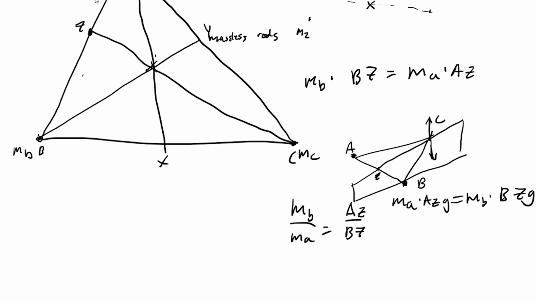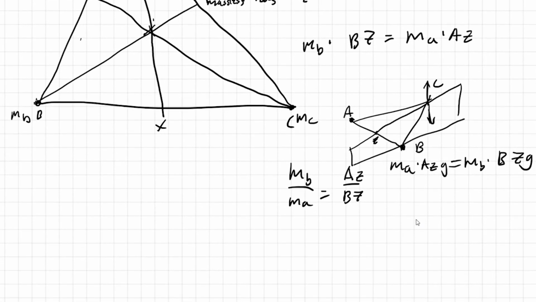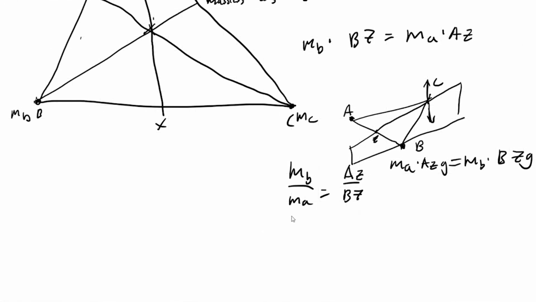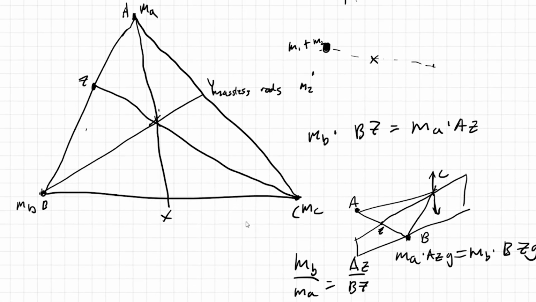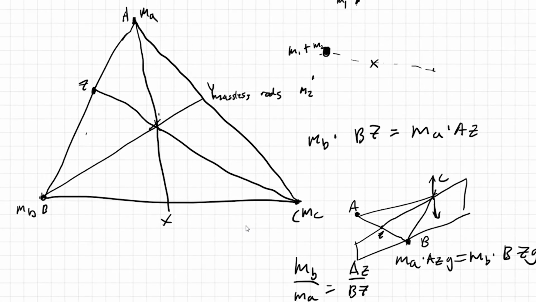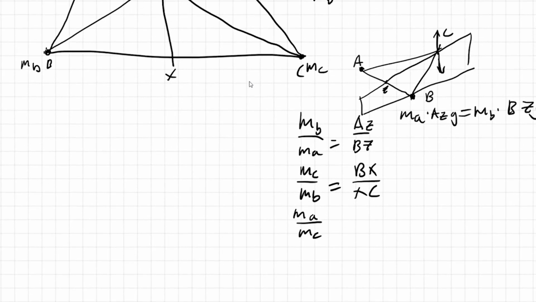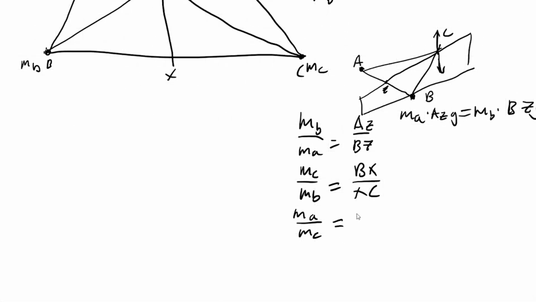And we can just repeat this argument for all three points, right? So then MC over MB is equal to BX over XC. And lastly, MA over MC, I can refer back to here, MA over MC is going to be equal to YC over AY.